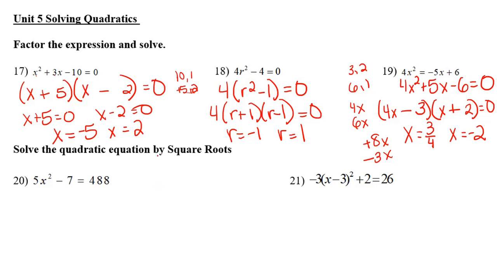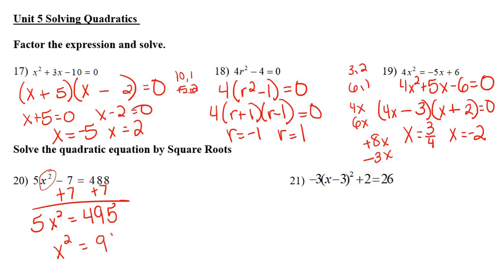The next thing we did is we solved by square roots. So I need to get the x squared alone, just like you would get x alone on your normal problems. So I'm going to add 7 to both sides. And I get 495 out of that when I add. I'm going to divide by 5. That gives me an answer of 99.